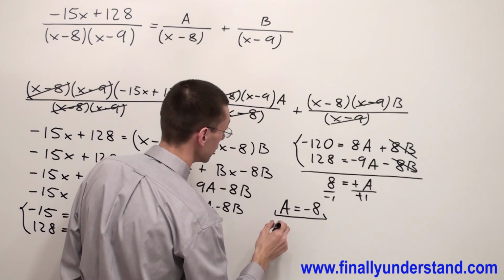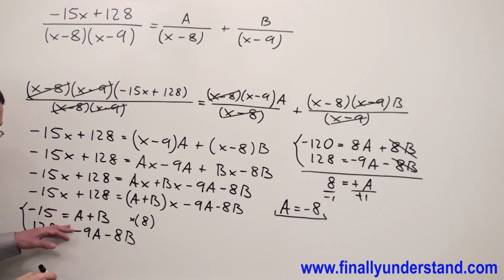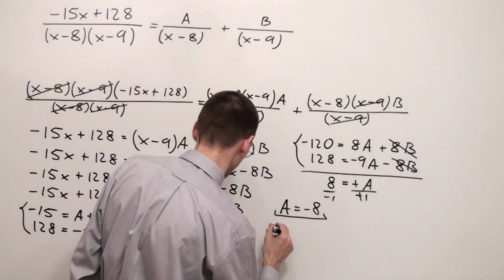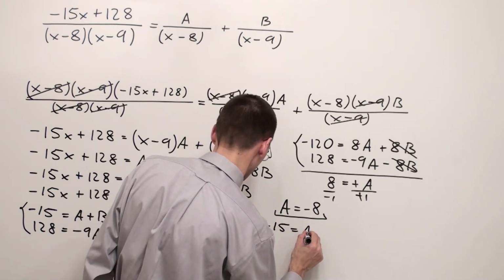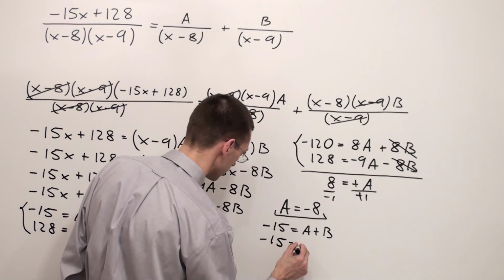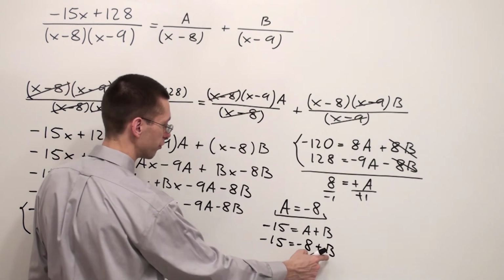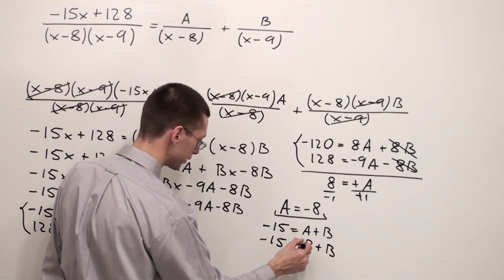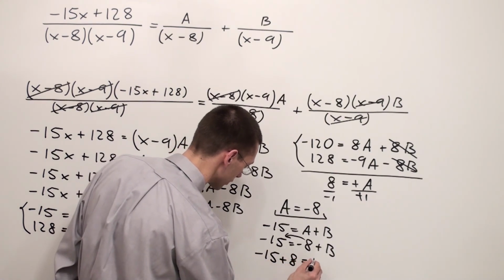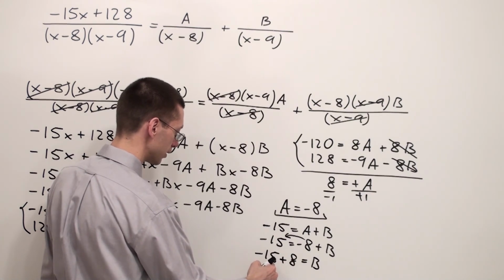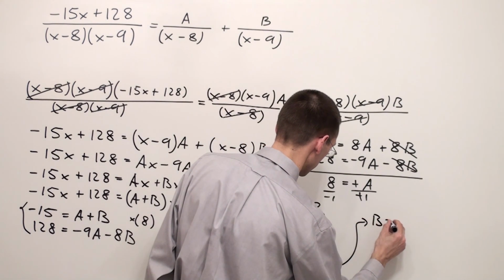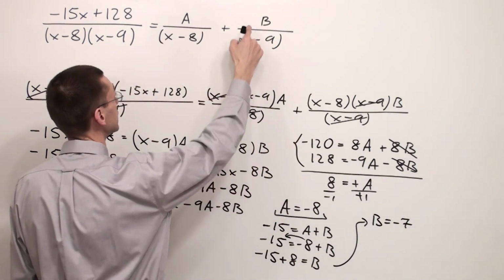Next, I'm supposed to find b. I'm supposed to take one of these equations and find b. I'm going to take the first one because it's the simplest one. And I have minus 15 equals a plus b. A we're supposed to replace by negative 8, and I have minus 15 equals negative 8 plus b. In order to find b, I'm supposed to move my negative 8 to the other side of the equal sign. And I'm going to have minus 15 plus 8 equals b. Minus 15 plus 8 is equal negative 7. So I can say b is equal to negative 7. I found the second numerator.